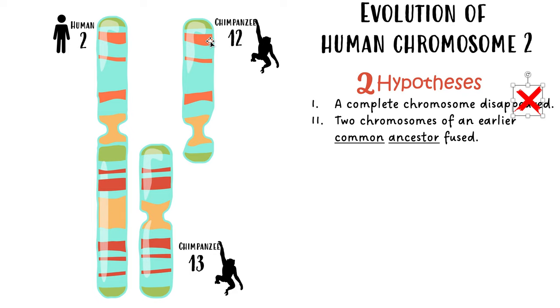So what is their evidence? Because you can't just go around saying, I believe this is how it is and that's it. You have to have evidence. So scientists did have evidence, three pieces of evidence, which we're going to talk about. First, we have to label something. So here are the chromosomes.